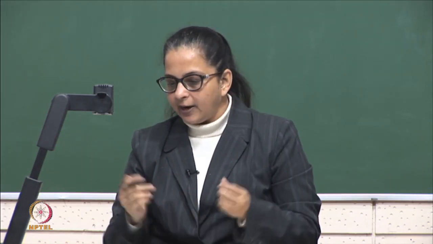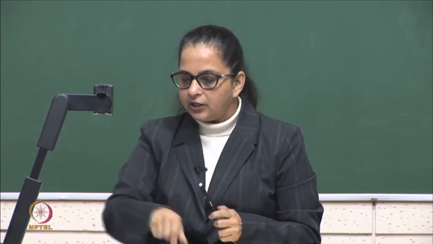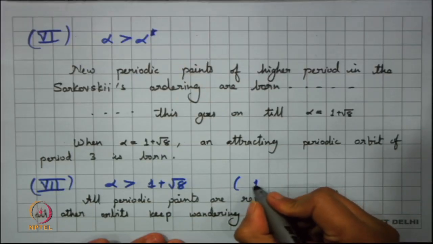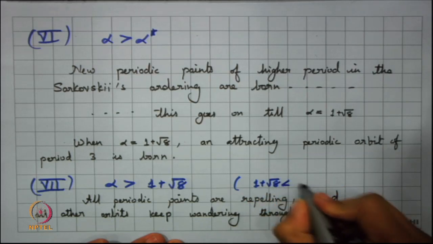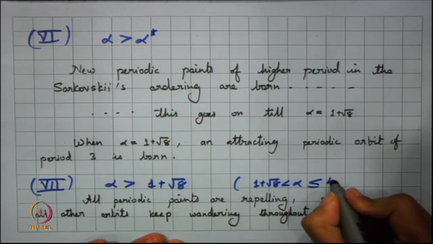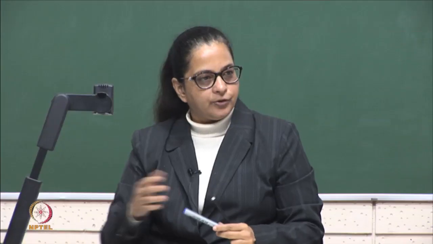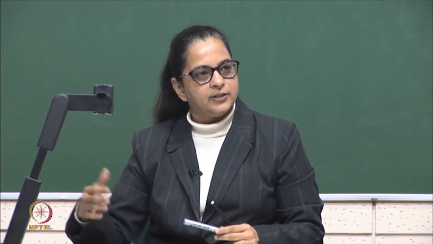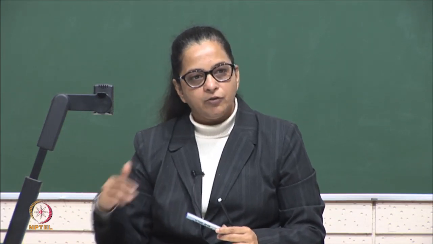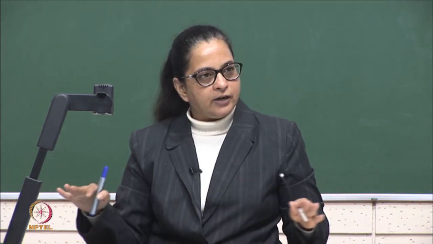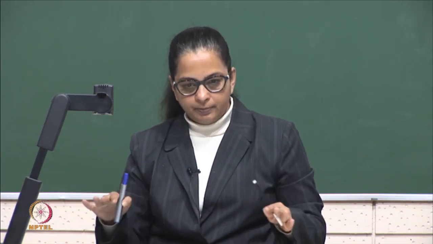And this typically happens, since we are looking into the case when 1 plus root 8 is less than alpha and this is less than or equal to 4. So, we stop at this case 4 here, because what happens when alpha is greater than 4 is exactly what happens at alpha equal to 4. So, there is actually no change in the scenario there, and we find that the orbits keep on repelling.